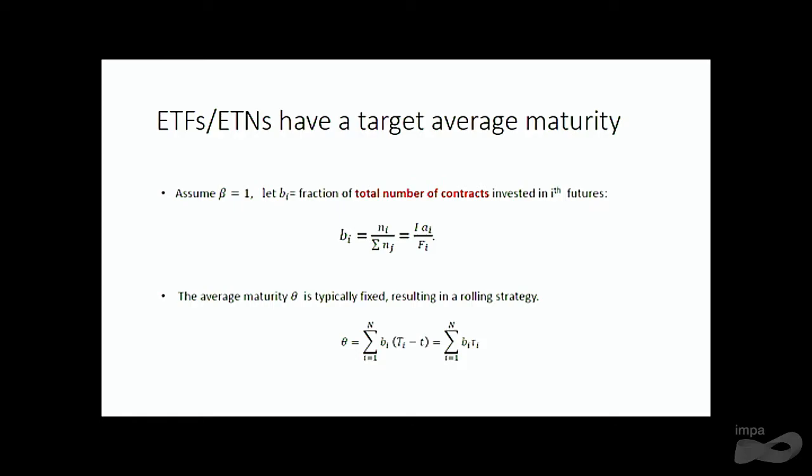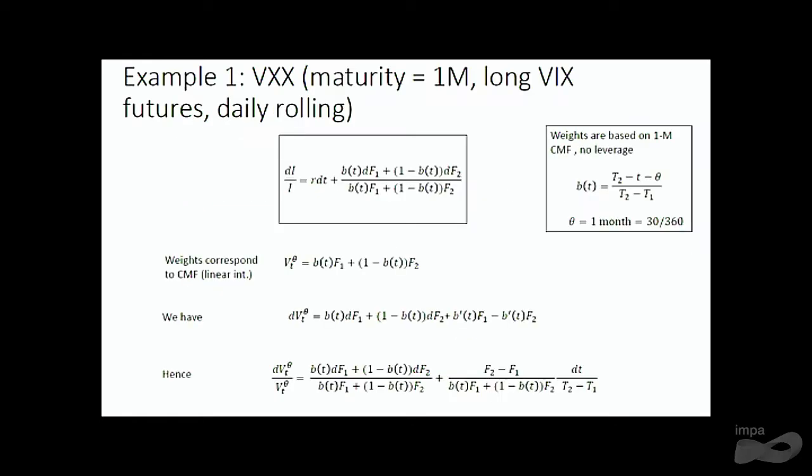So now every B will move. And if you only use 2 contracts to roll, there's only one choice for B. That's what creates most of the ETFs. For example, VXX has a maturity of 1 month. It's long VIX futures with daily rolling. So the B is based on 1 month's constant maturity, no leverage. These are the weights that maintain a constant maturity of a month. B_t is this, and then 1 minus B_t is the other one.